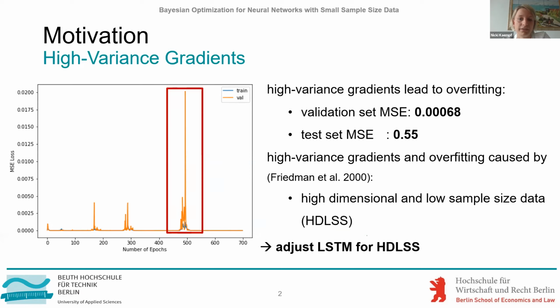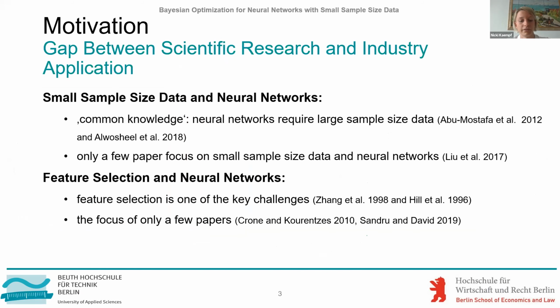And these high variance gradients and overfitting are caused by the type of data that we're dealing with in our research project, namely high dimensional but low sample size data. So my approach is to adjust the LSTM for this type of data. I think what motivates this research is also to narrow the gap between scientific research, which mostly focuses on big sample size data, whereas in industry applications, we are facing small sample size data.